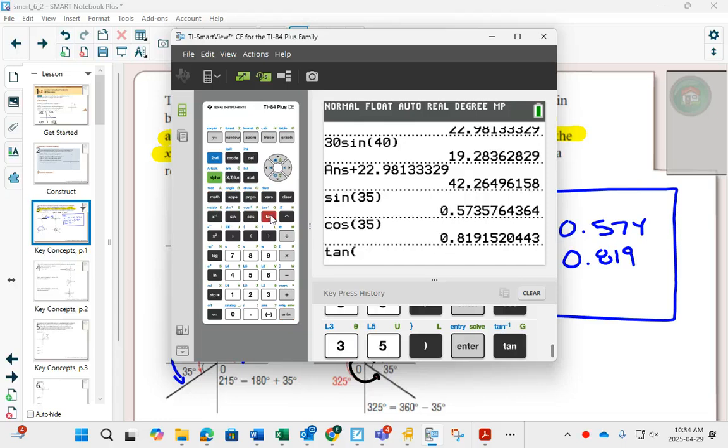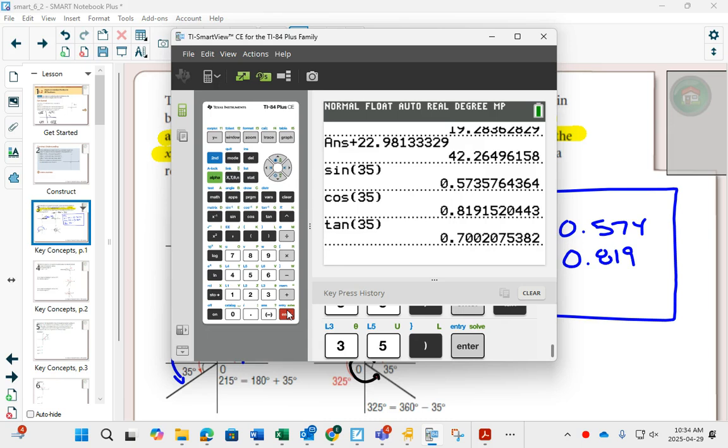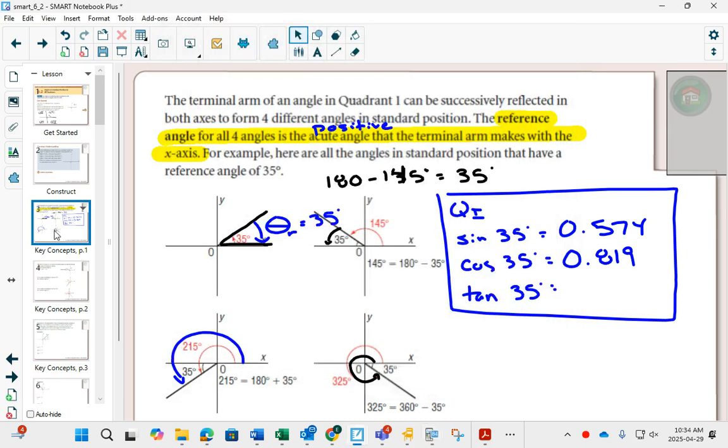And what the calculator is telling us when we do this is a ratio. Ooh, that's pretty. Decimal: 0.700 to 3 decimal places. It's telling us a ratio. So I'll take that tan one.